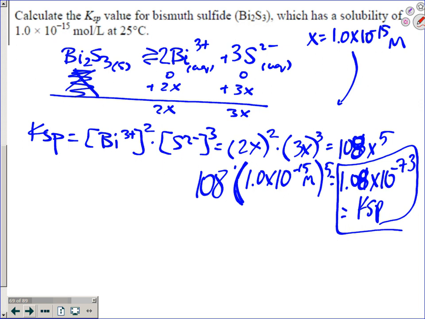Are we okay here? If you did not do it this way, you would have then had 2 times x amount, 3 times x amount, and plug those values in here and here. So it would have worked out exactly the same way. Okay?